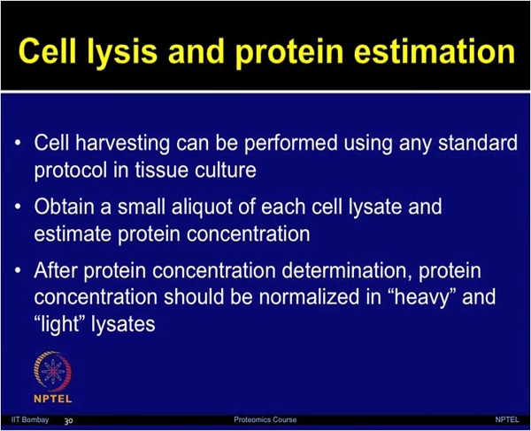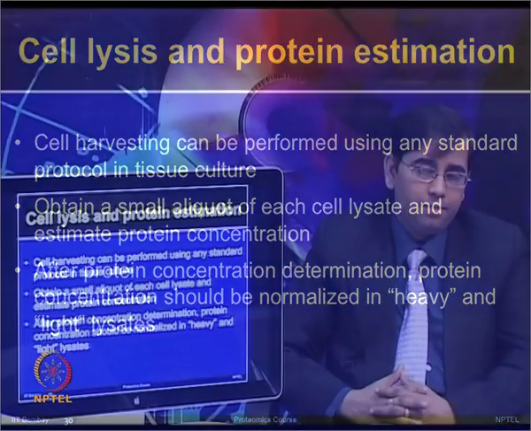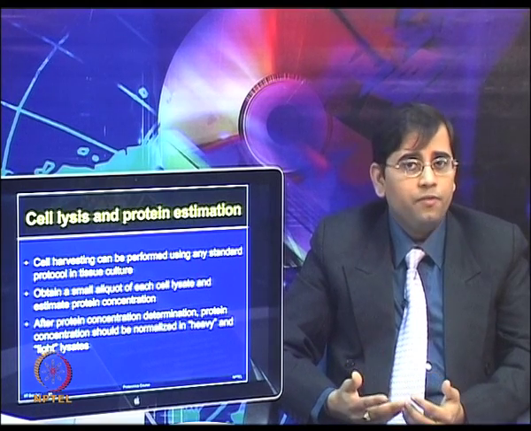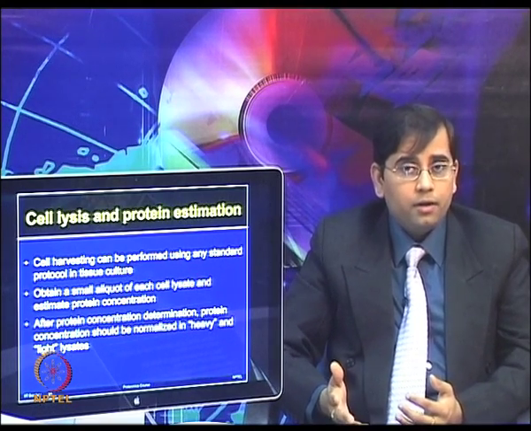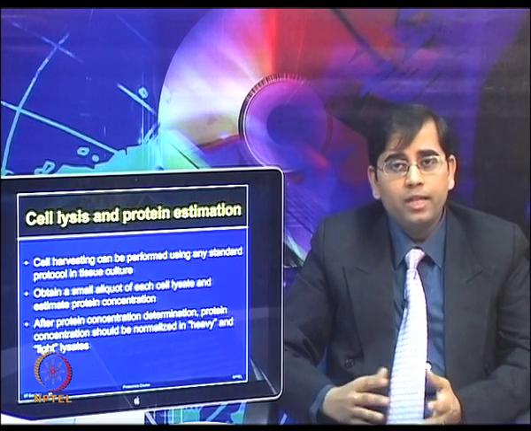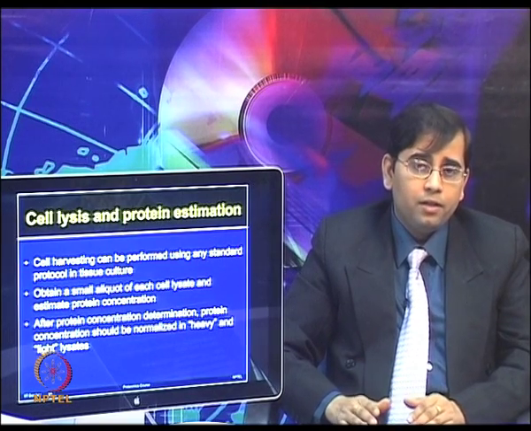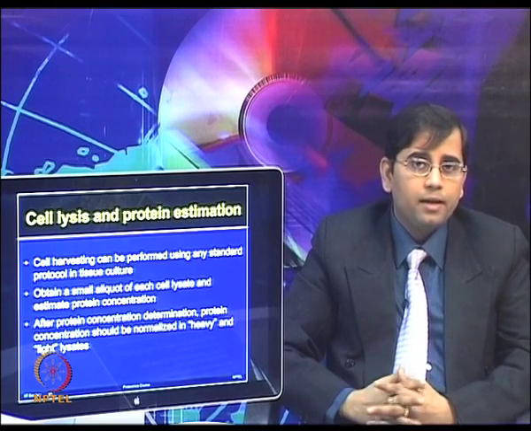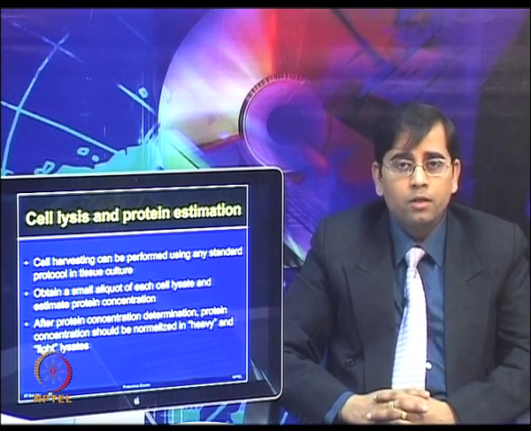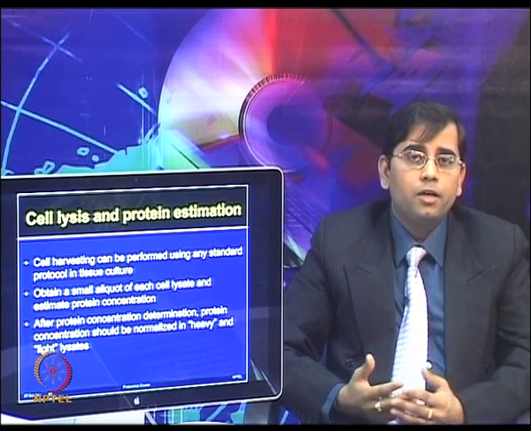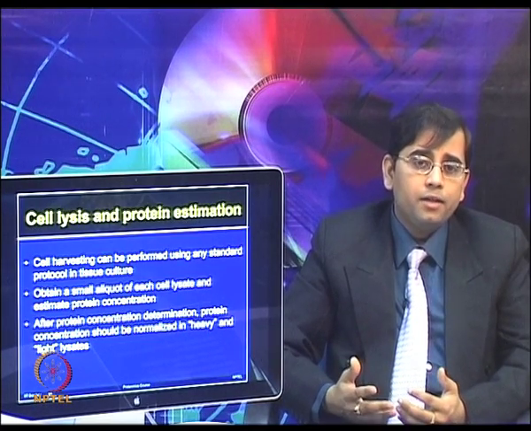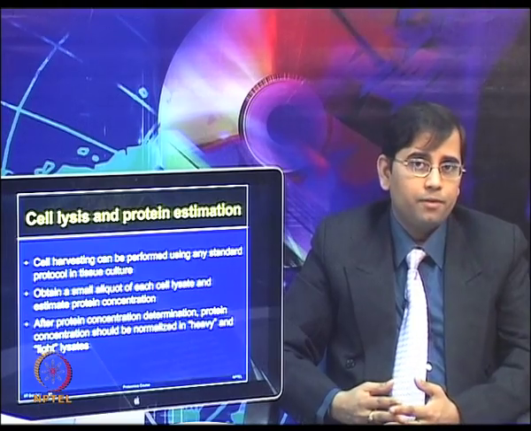After the protein concentration determination, the protein concentration should be normalized prior to mixing both heavy and light lysates. Because we want to do the quantification later on, prior to mixing both the cell cultures, it is very important that we are starting with equal protein amounts in both light and heavy forms. So, this can be done by normalizing, diluting the cell lysates with lysis buffer.